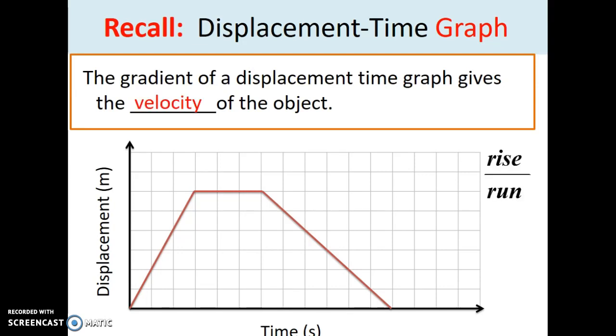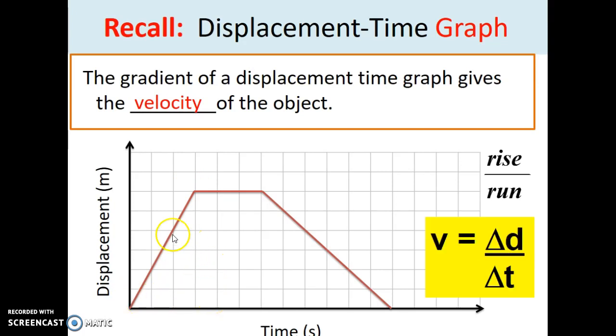Okay. We also remember that to calculate the gradient of a graph, we find the change in rise over the change in run, so the change in y over the change in x, and that will give us the velocity from a displacement time graph. So velocity, you've just seen this equation in the previous lesson, is the change in displacement over change in time.